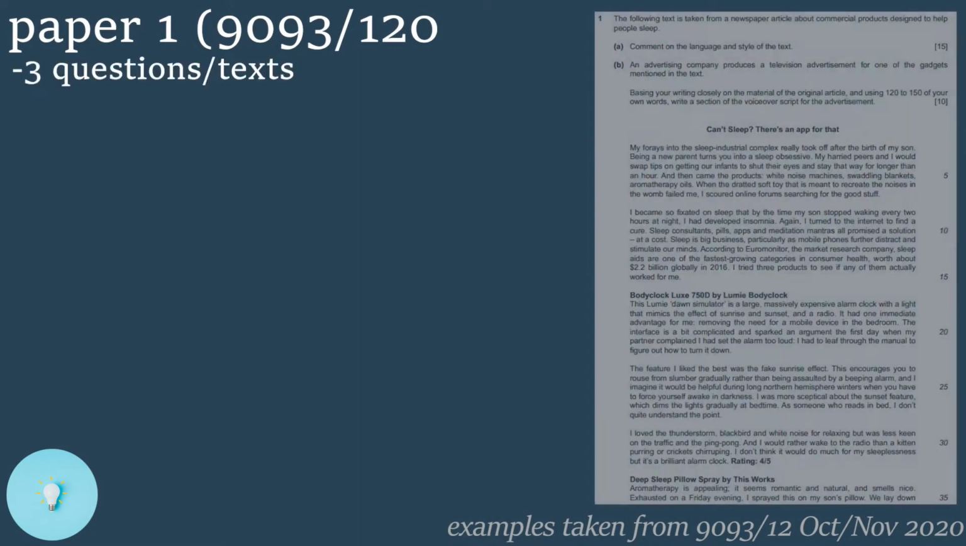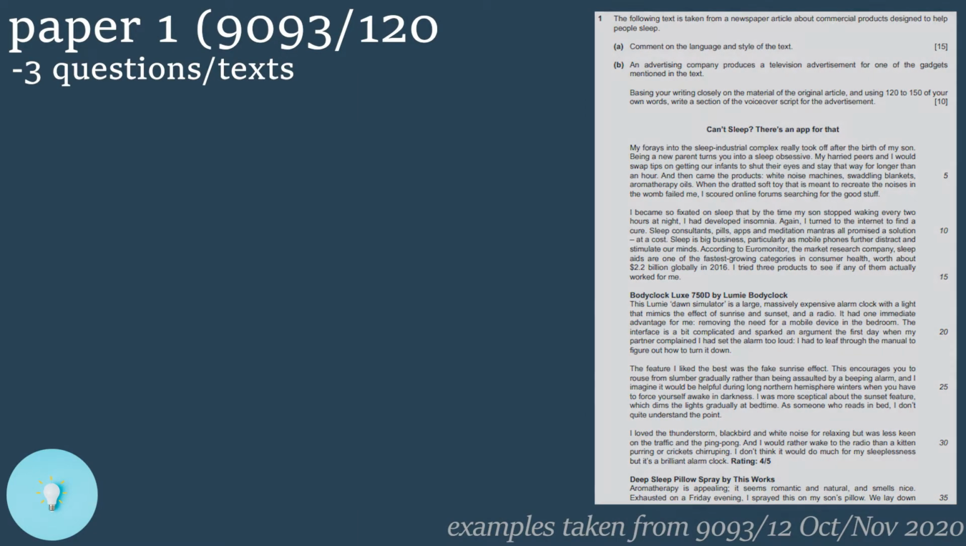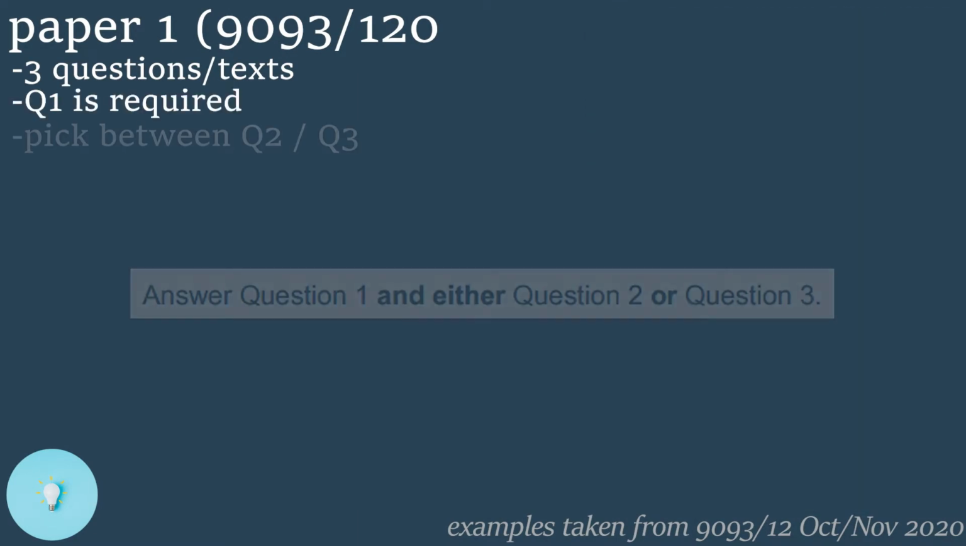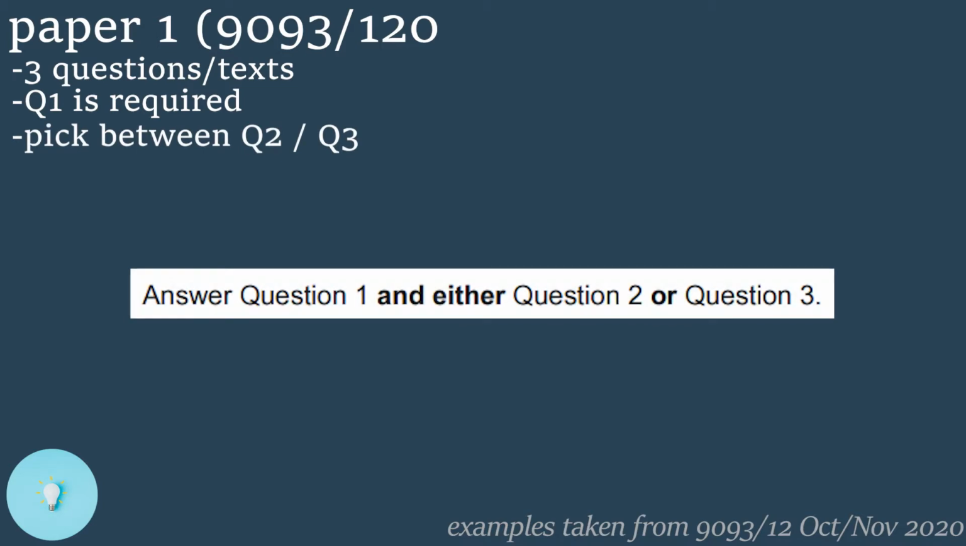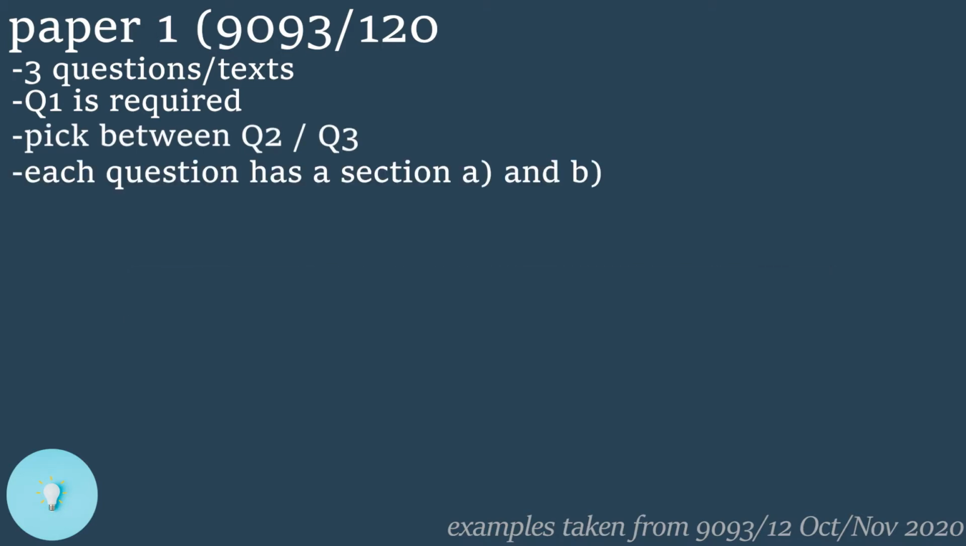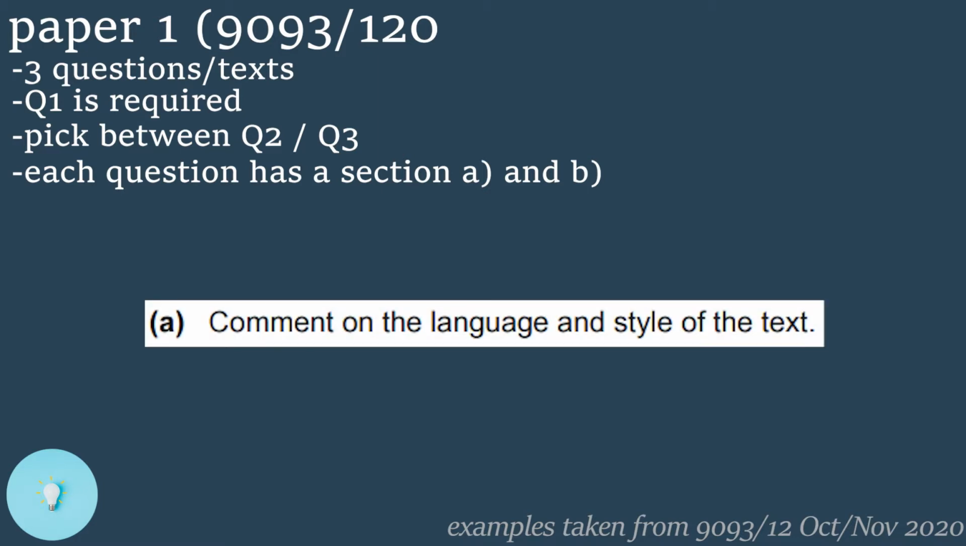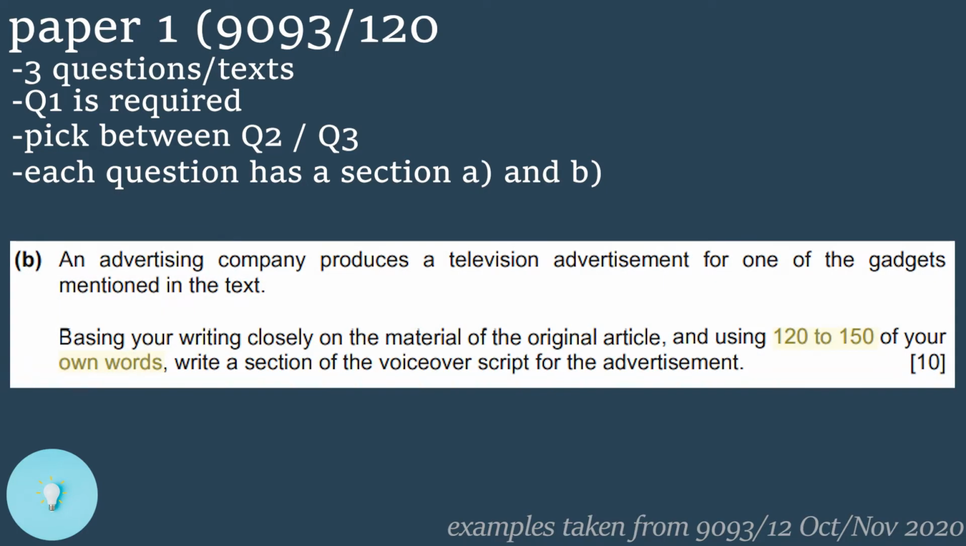Just so that we're all on the same page, for paper 1, there are 3 questions/texts. You will have to do question 1, but you can pick between question 2 or 3 for the last part of your exam. Each text has a section A and a section B. In section A, you'll be asked to comment on the language and style of the text, and in section B, you'll be asked to write 120 to 150 words in the style of the text that you had been given for that specific question.